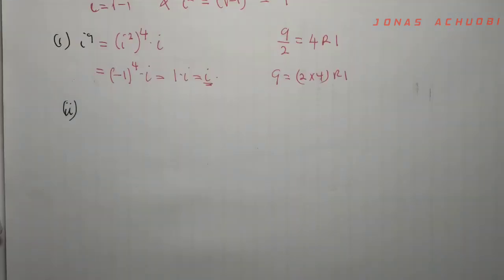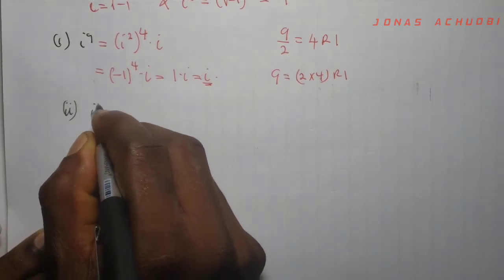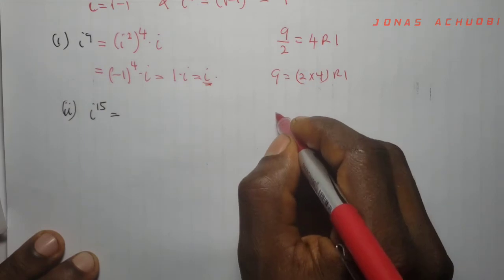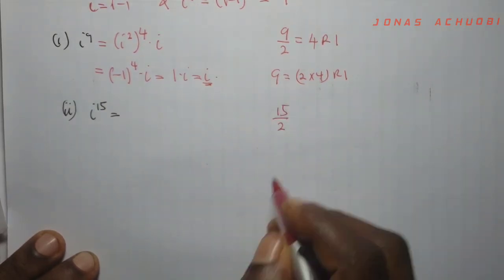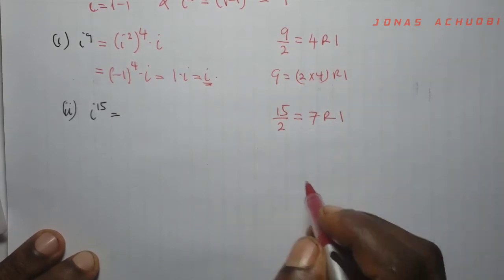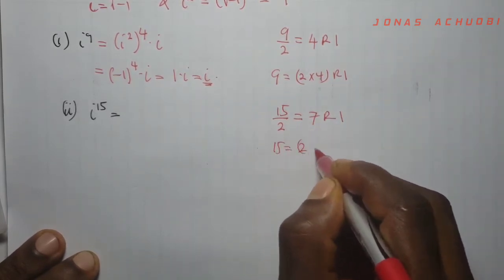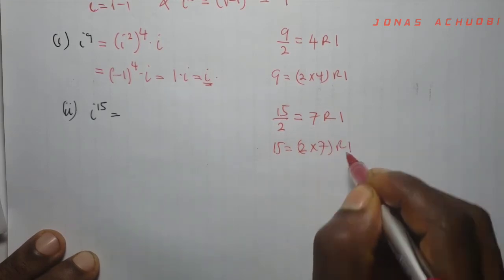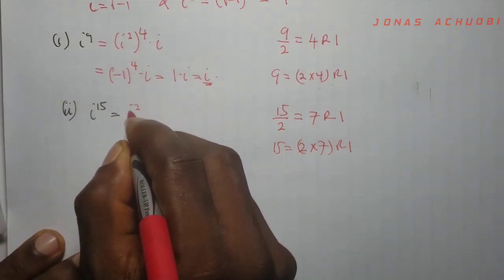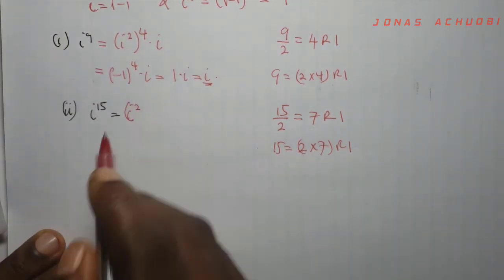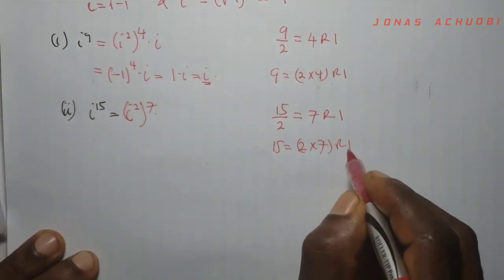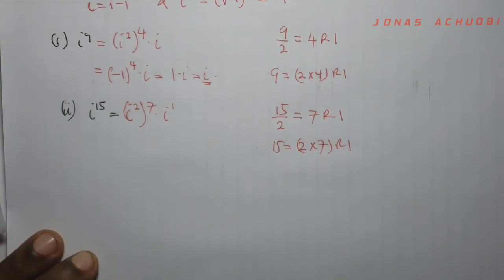The second example. Let's evaluate i raised to the power 15. So go back to our little trick. I said we always divide by 2. So 15 divided by 2 is equal to 7, remainder 1. So we can write 15 as 2 times 7, remainder 1. Using this idea, I can now write this as i squared, the 2 will always come inside. What will be outside? 7. And what is left? i raised to the power 1, which is i.